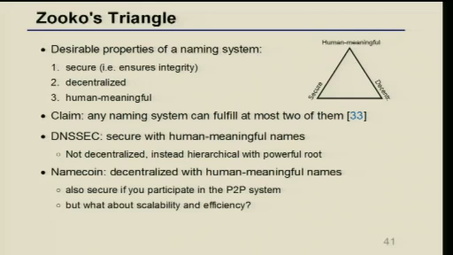And an example for this is DNSSEC. With DNSSEC, you get a secure naming system with human meaningful names. You can choose your name, whatever you want. Yes, if the name is taken, then you can't choose it, but, well, choose another one. But it's not decentralized, because it's hierarchical. And the root is very powerful, so the root can mess with anyone. So it's not decentralized in the way that Zooko meant it.